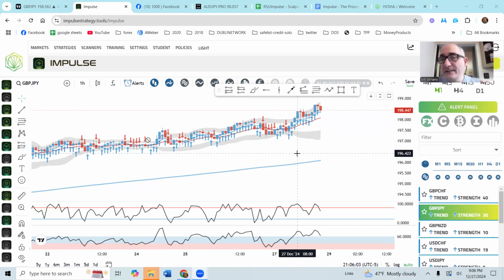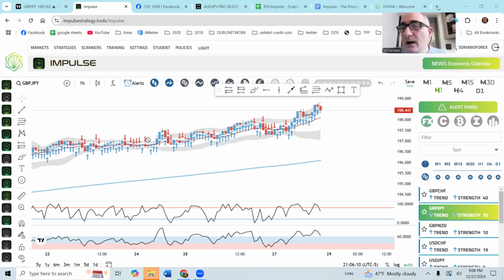Now, again, these are not signals. We're not giving you trading signals. We're not telling you when to take trades. We're just telling you when the opportunity exists, and then you make the decision whether or not to take the trade if our entry model does present itself.